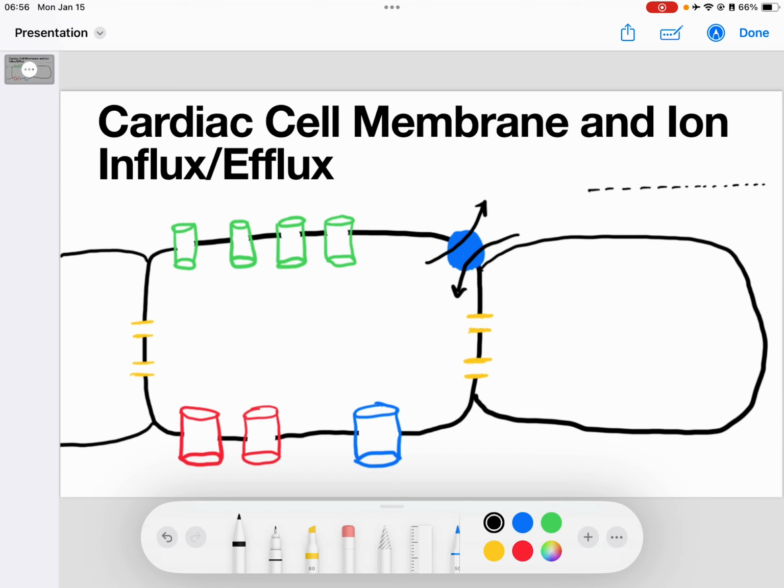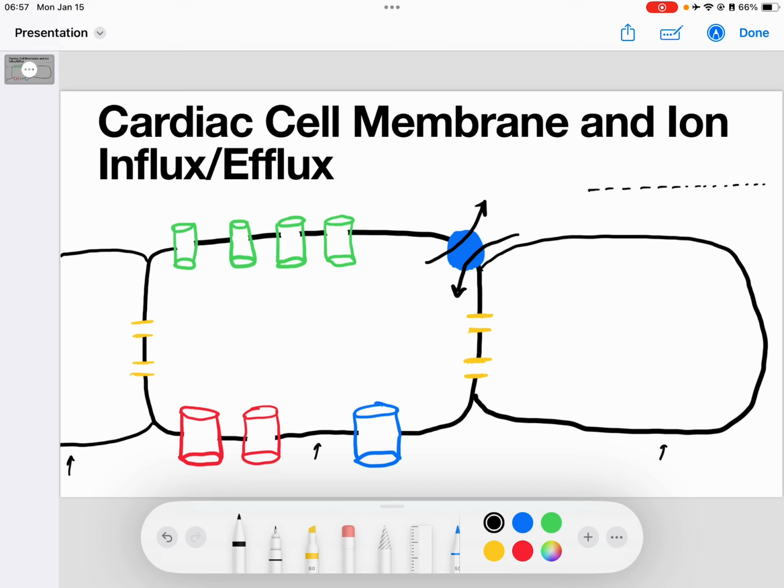And so here I've drawn you a schematic. We've got our main cell here, and then we've got our adjacent cell here, and these are cardiac myocyte cells. So these are our contractile cells. So we're going to talk about the function of our contractile cells.